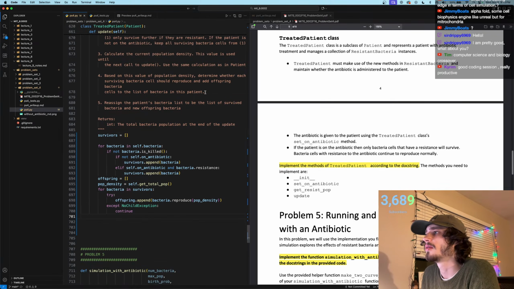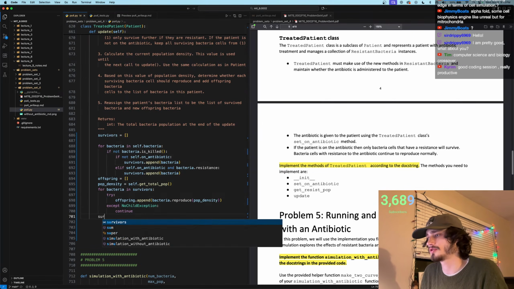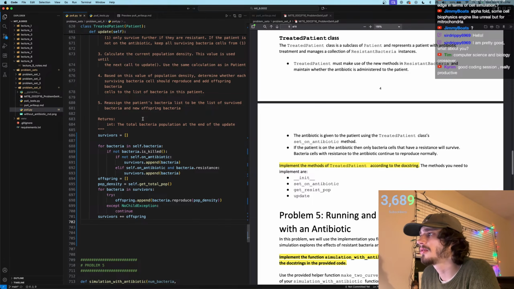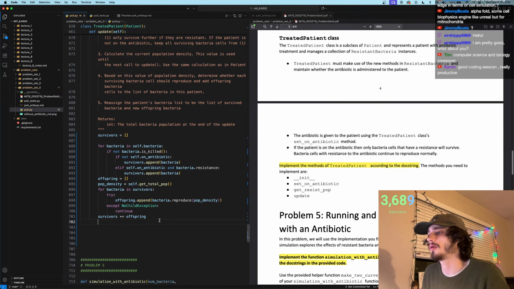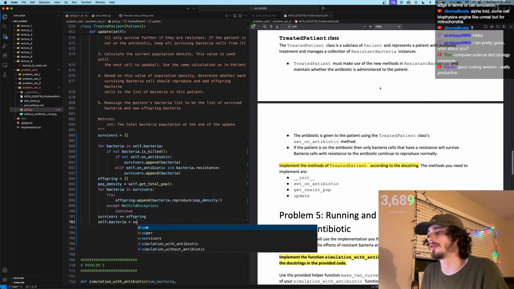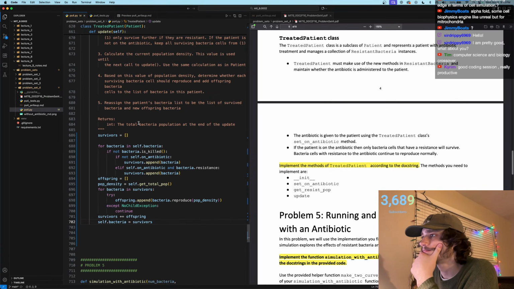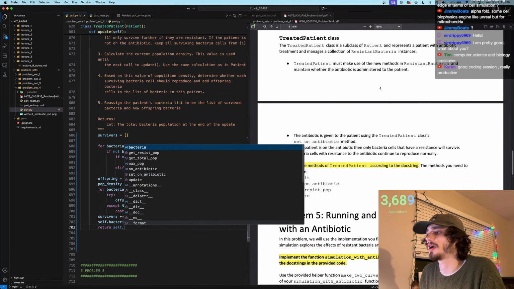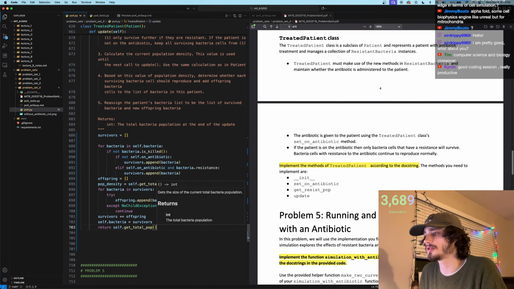And then we're going to do survivors plus equals offspring to combine the lists together. And then we're going to do self.bacteria is equal to survivors. And then we're going to return self.get_total_population.